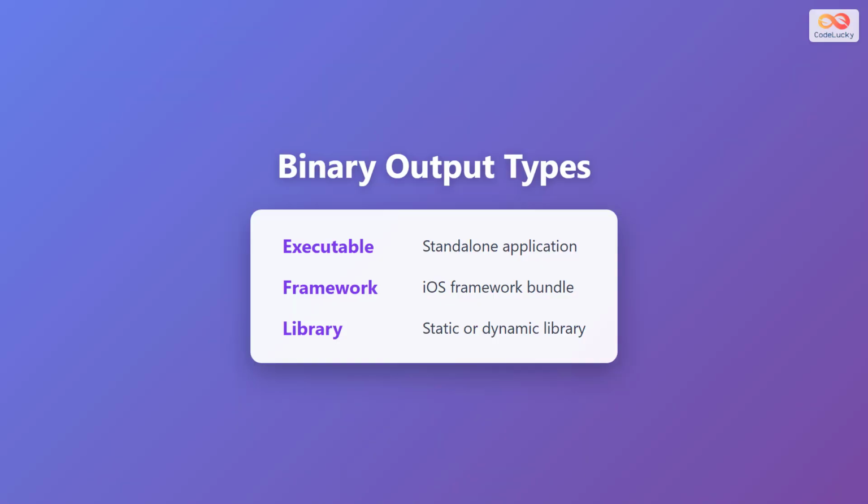Kotlin Native can produce three types of binary outputs. Executable creates a standalone application that can be run directly. Framework generates an iOS framework bundle that can be integrated into iOS projects. Library produces either static or dynamic libraries that other applications can link against.